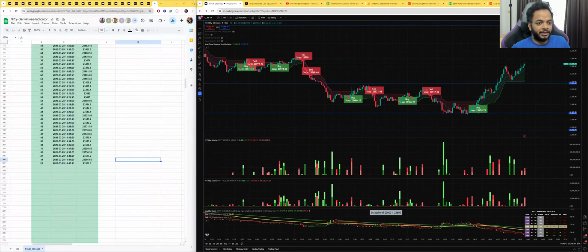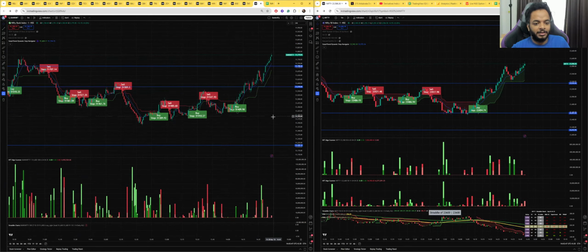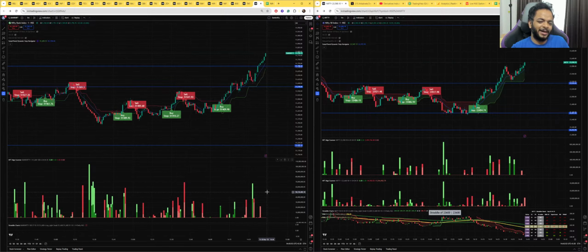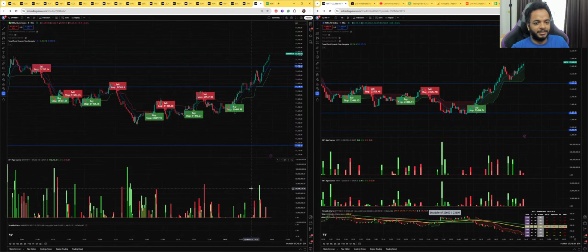Now it's currently creating big red bars in Bank Nifty. Not big, but a fair amount of call writing, so it might be for the next day. Not big, you can see.